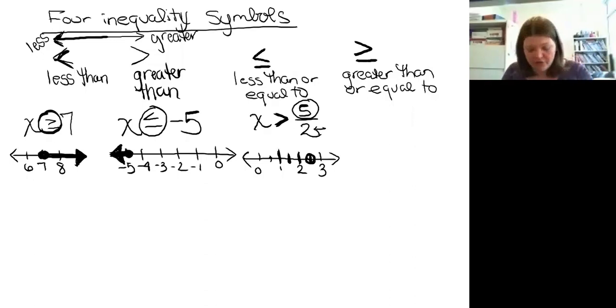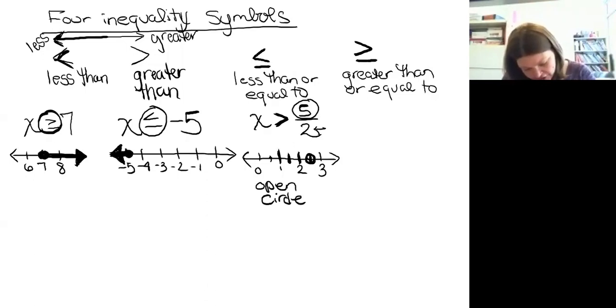So I put an open circle on the 5 halves, and then I still am going to shade in the greater than direction. So I'm going to go off greater than, off to the right, and shade in this arrow. Does that make sense? Yes. Okay, great.